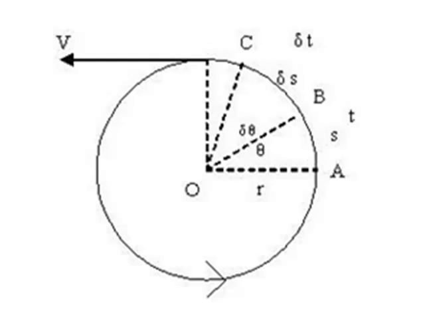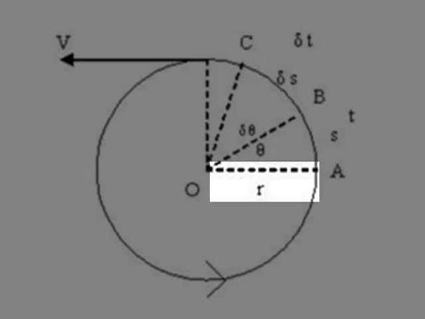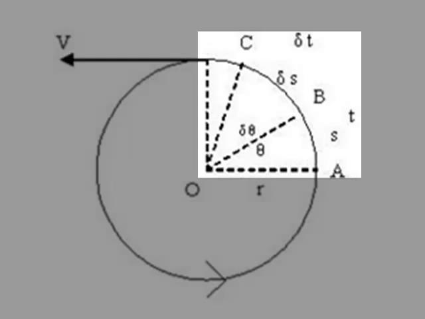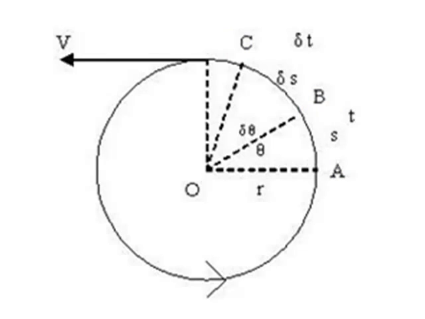In the figure, a body is shown moving along a circular path of center O and radius R. It is moving in anti-clockwise direction. A, B, C are the different positions of the body. At any time the linear velocity of the body is directed tangential to the circular path or perpendicular to the radius.